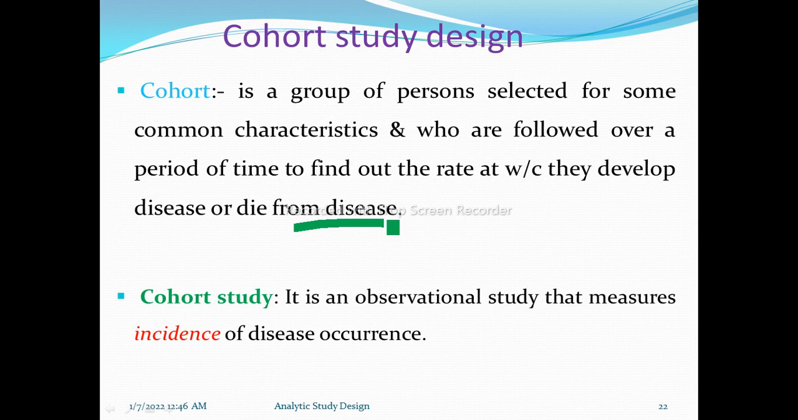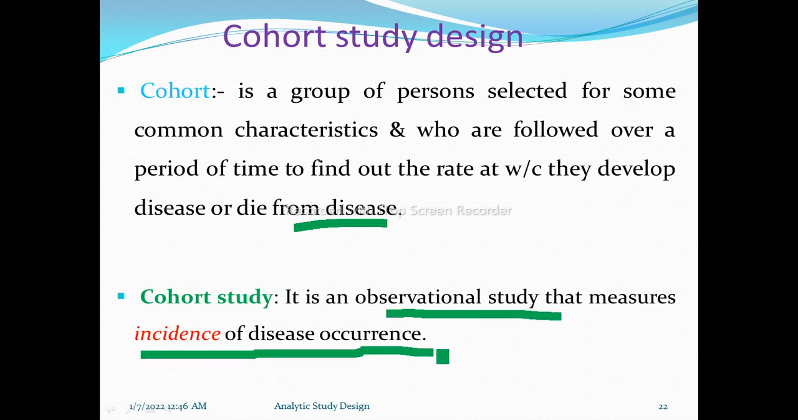So in the case of cohort study design, groups who have common characteristics are selected at the beginning of the study and will be followed over a period of time in the future and observed whether they are developing a disease or not. So cohort study is an observational study that measures the incidence of disease, because it is followed into the future.